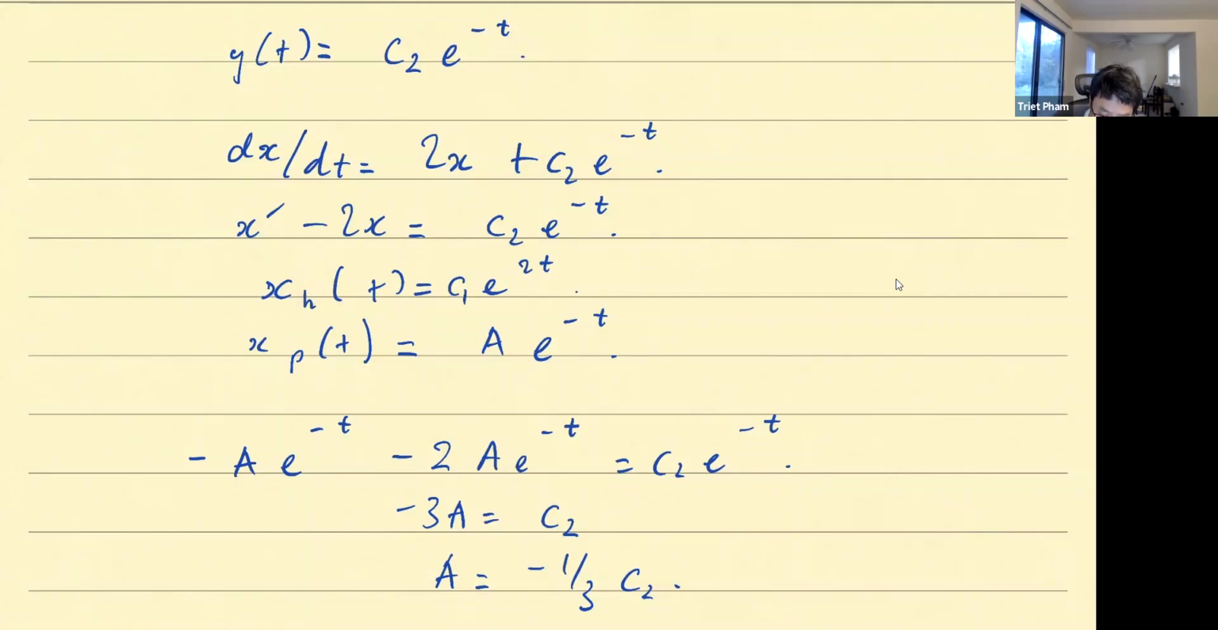There is no 2t. They are functions of t. So the solution is C1 e to 2t. Am I wrong? Did I make a mistake?